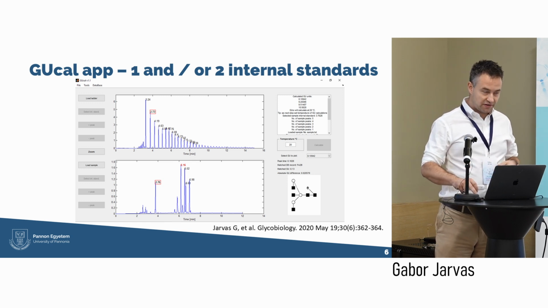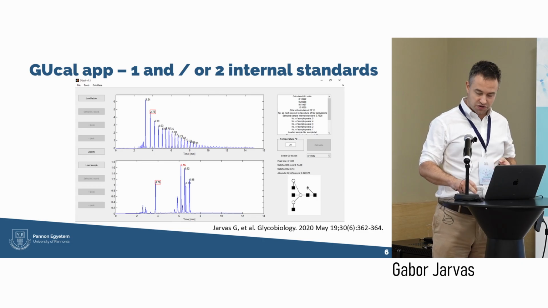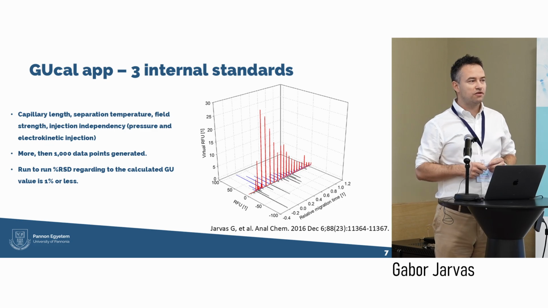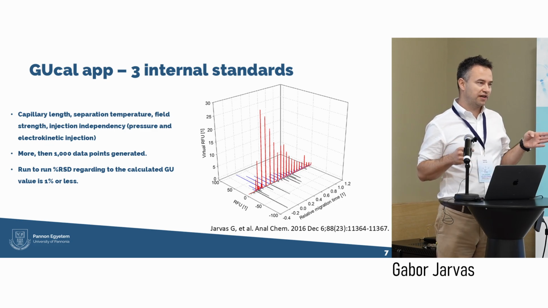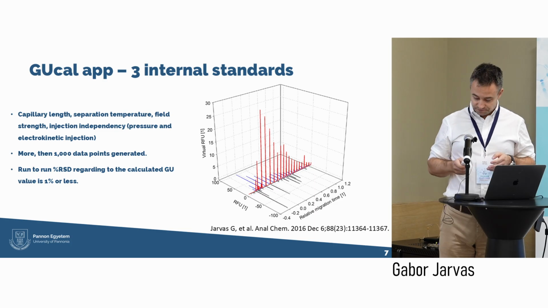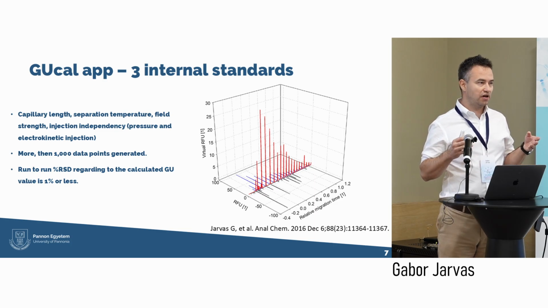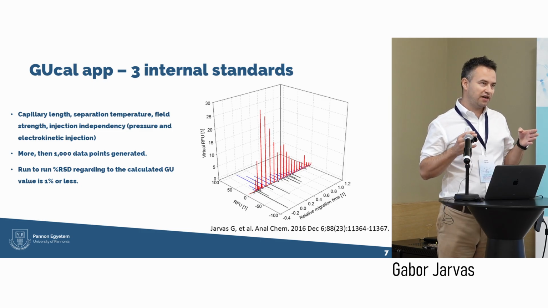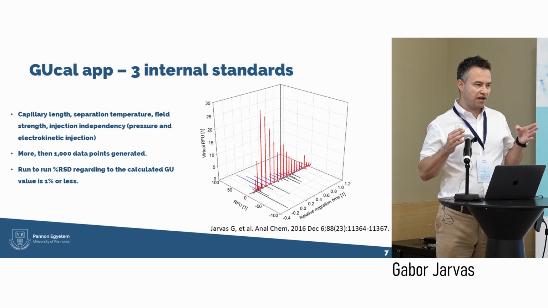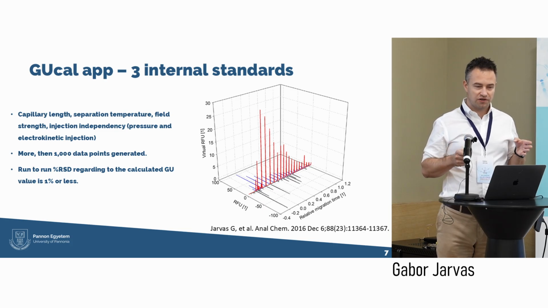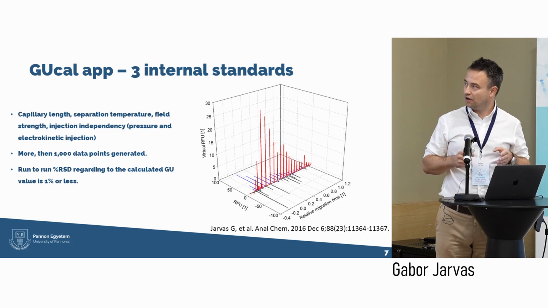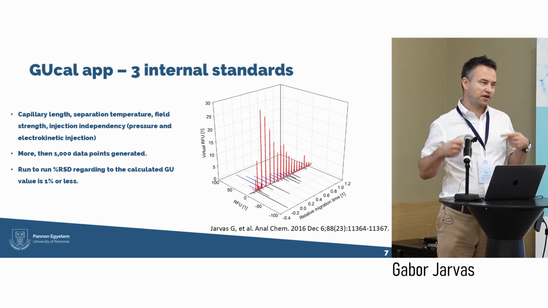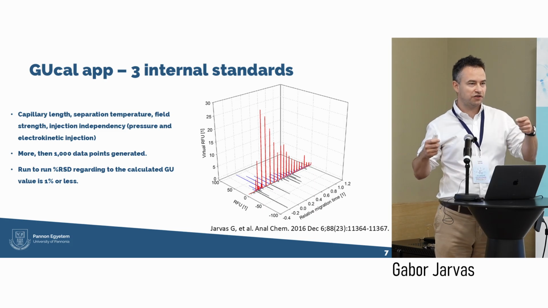So we further developed this traditional approach and it resulted in the so-called triple internal standard approach. In this way, you do not have to run a separate ladder for each sample trace, because we realized that based on the well-detailed analysis of the migration behavior of the glycans, we were able to predict a so-called virtual ladder which can be used for the calculation then in the traditional way.